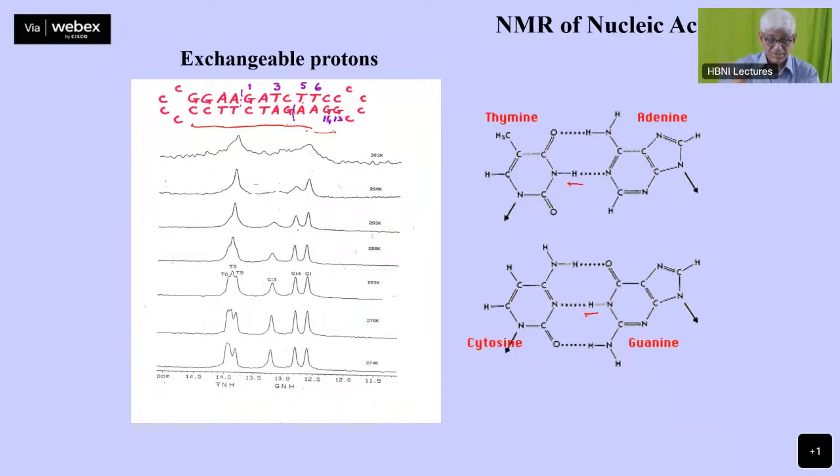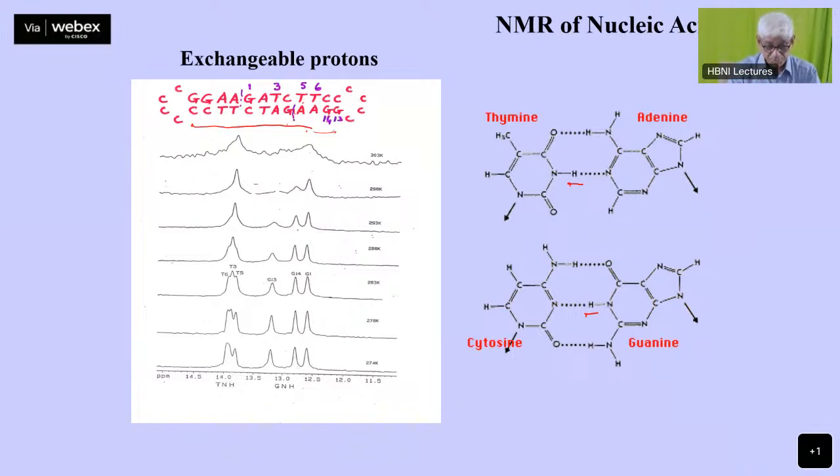So these protons are very strong and very stable, and you can see 274 degrees Kelvin, 278, 283, 288, 293. As you increase the temperature, the stability of this duplex keeps going down. And when that happens, the iminoproton starts exchanging, the lines start getting broadened, and eventually they will disappear. At 303 degrees Kelvin, that is 30 degrees centigrade, you see this structure has broken down. The stability has gone down.